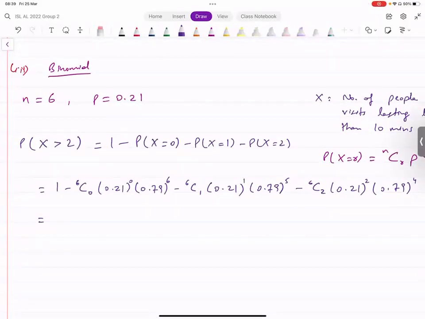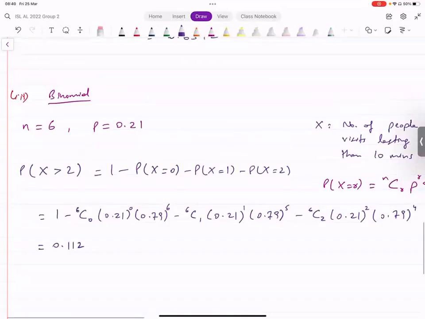Someone tell me what we get from this? 0.112, final answer. So that's our final result from this. 0.112. Okay, that's the probability. Okay, let's move on.